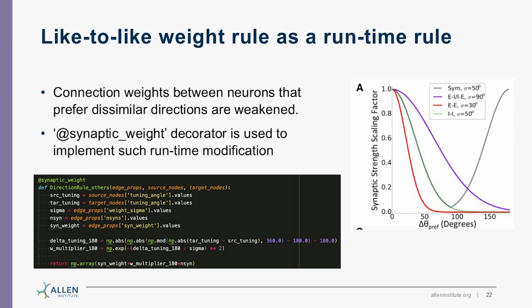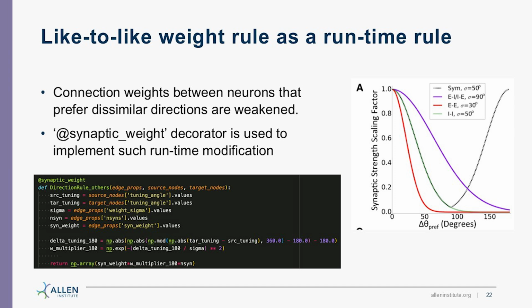The way this works, and you'll see it in the tutorial, is that in the edge types file, there's a column that says synaptic weights. In that file, for each connection type, you'll say the name of the function. So this would be direction rule others. And then in the run.net.py file, you'll see this code with the @synaptic weight decorator before the function. What this does is it tells the model, when it's simulating, to change the weights for that edge type according to these rules.